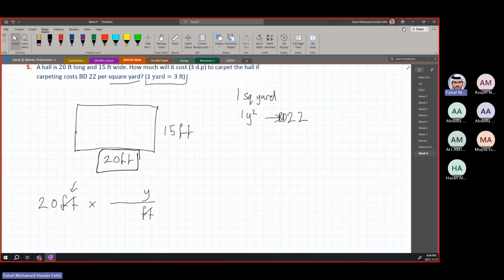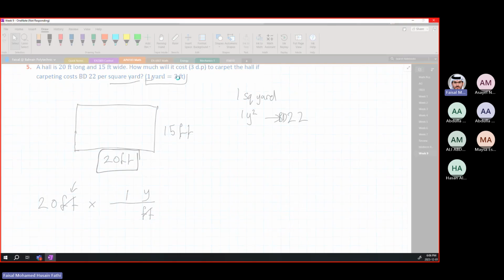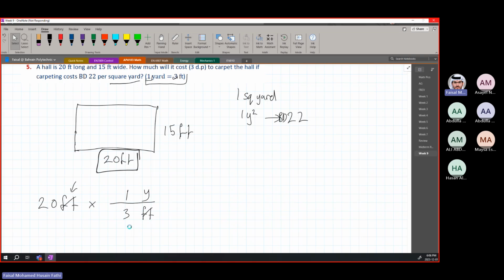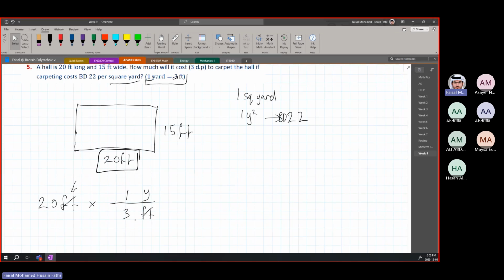So yard, what is next to yard? It's the number 1. So we put 1. Next to feet, it's the number 3. So we put 3. And that's it. Done. Now you have done your conversion. You can always use this method for any type of conversion as long as you have the conversion rate.